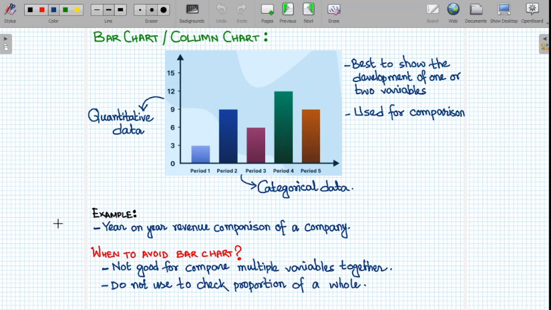Let's understand when not to use bar chart. Bar chart is not good for comparing multiple variables together. It will make the bar chart clumsy and hence it will not be an effective data visualization. Apart from this, do not use it to check proportion of a whole. We will see what is proportion of a whole in future.